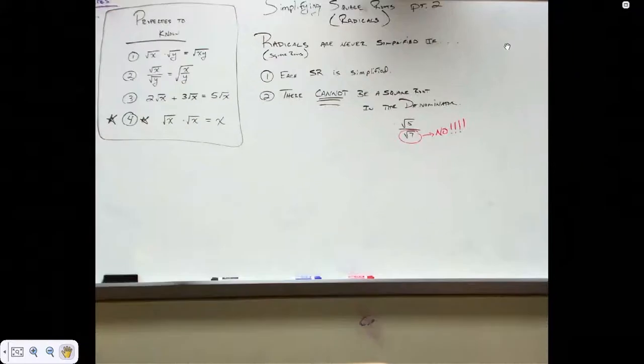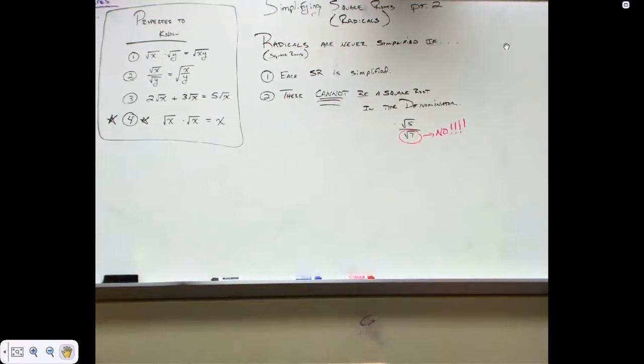Okay, if you look up on the board, simplifying square roots part 2, radicals. They're called radicals as well. Radical expressions are what we're going to deal with. Square roots are never simplified if each square root is not in simplest radical form.